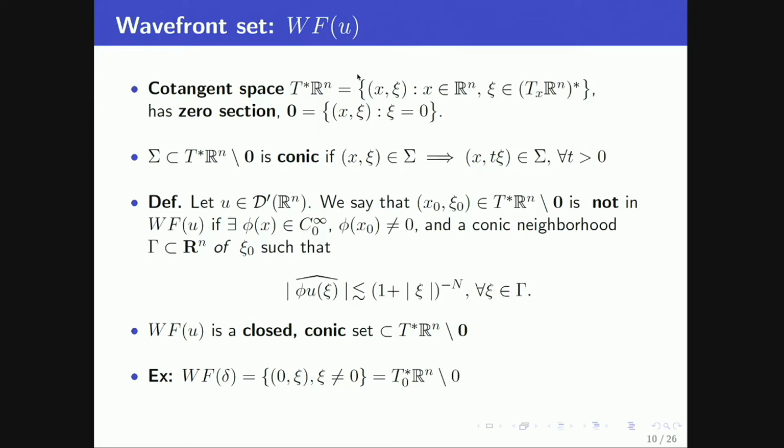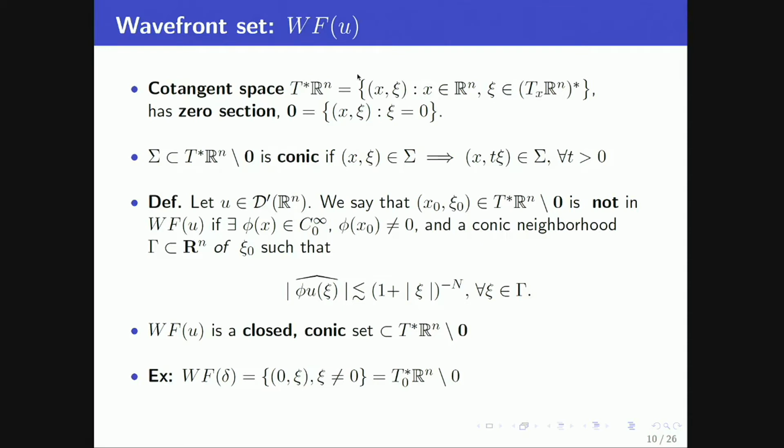If you localize it at 0, no matter what the function phi is, because it's supposed to not vanish at 0, phi times delta is just going to be a constant times the delta function. Its Fourier transform is constant in all directions, has no decay, and you pick up the entire cotangent space at the origin. So the wavefront set of delta is the entire cotangent space at the origin.